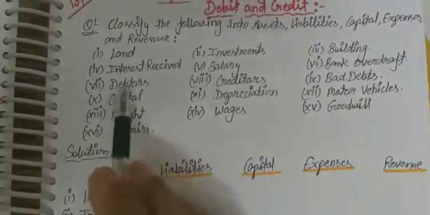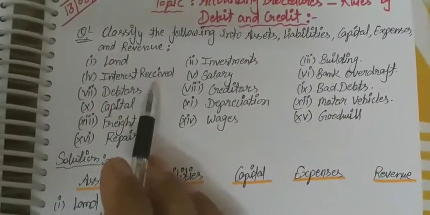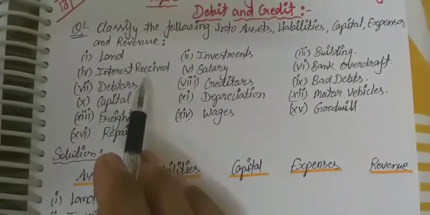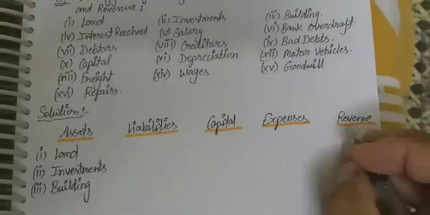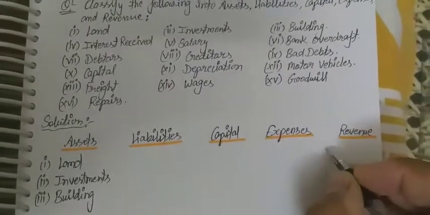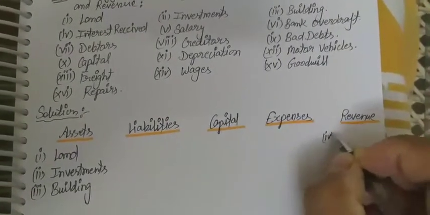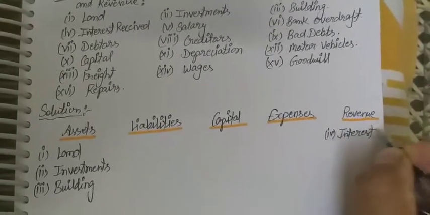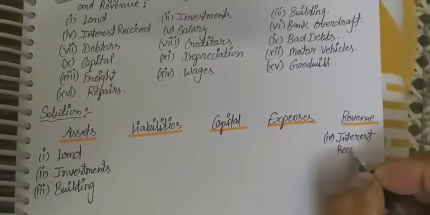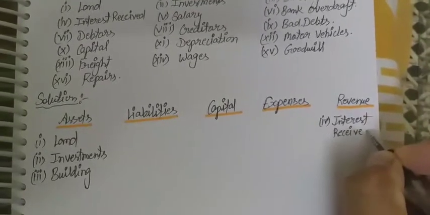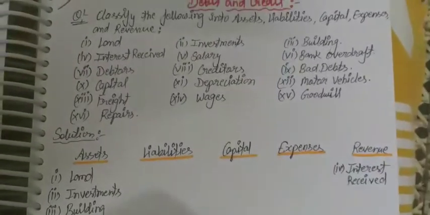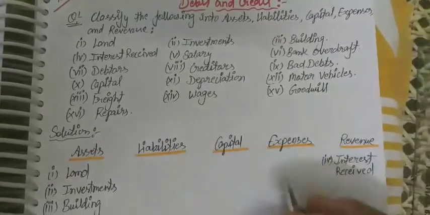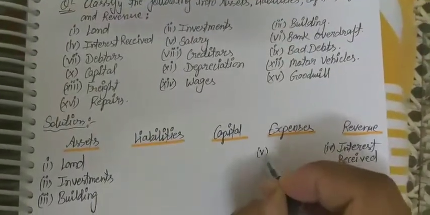Next one is interest received. If we are receiving the interest, it means it is an income, and incomes come under the revenue. It means the fourth part comes under revenue, that is interest received. Okay, next one is salary. Salary is an expense, so it will come under expenses.